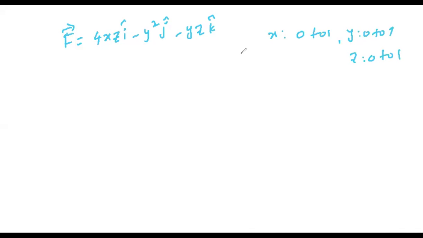Or maybe I can go for the blackboard. So the Gauss theorem: the surface integral of F dot dS equals the volume integral of divergence F dV. This is a volume integral, this is a surface integral. So we need to prove it first.